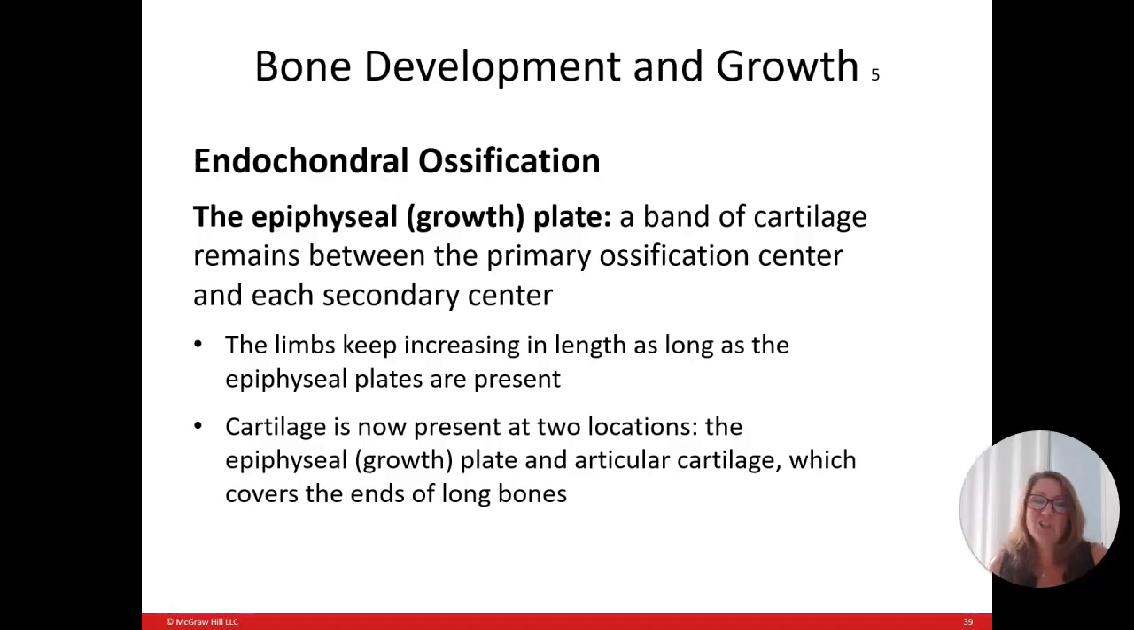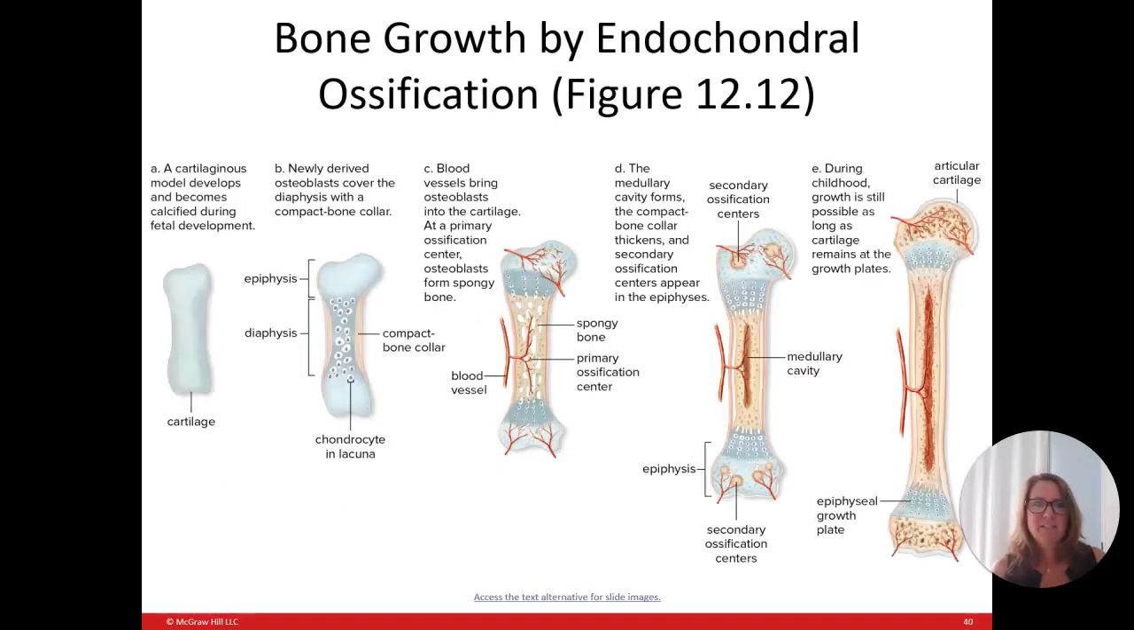Okay, so the last bullet: cartilage is now present at two locations, the growth plate and what we call the articular cartilage, which covers the ends of bones, which you don't need to know. But this figure is going to help us just kind of go, okay, what does this mean?